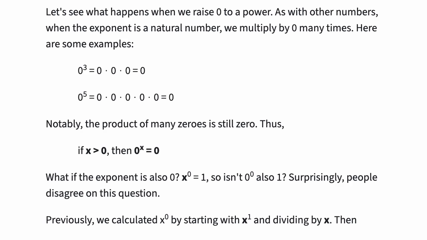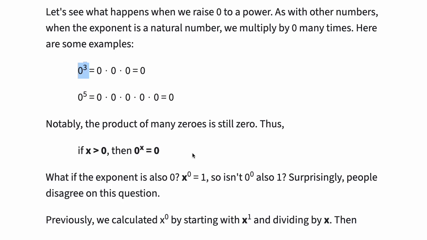Let's see what happens when we raise 0 to a power. As with other numbers, when the exponent is a natural number, we multiply by 0 many times. Here are some examples. 0 cubed equals 0 times 0 times 0, which is 0. And 0 to the 5th equals 0 times 0 times 0 times 0 times 0, which is also 0. Notably, the product of many zeros is still 0. Thus, if x is greater than 0, then 0 to the x equals 0.